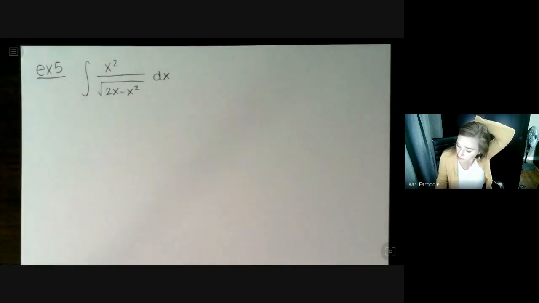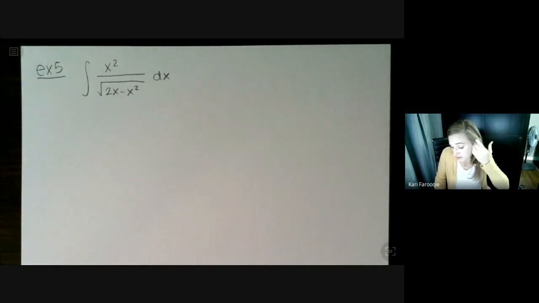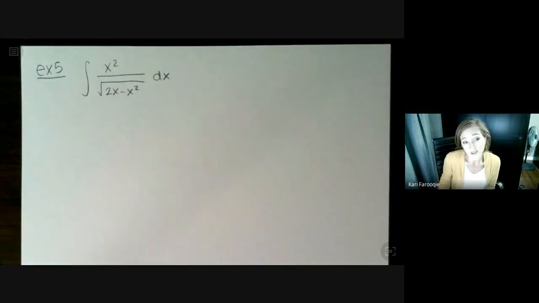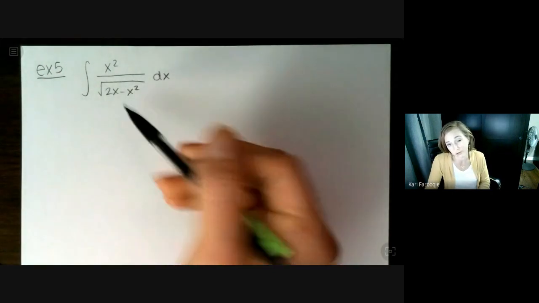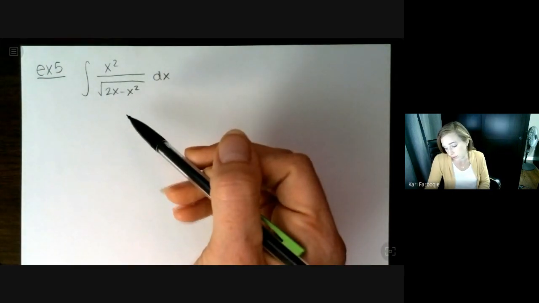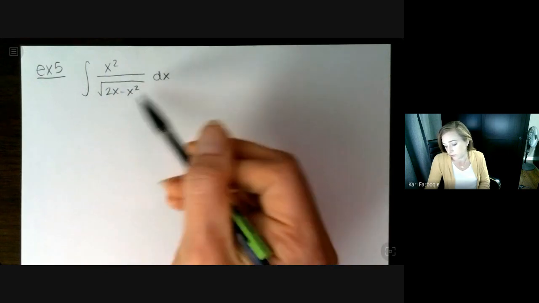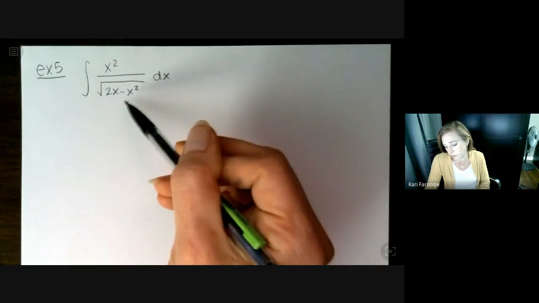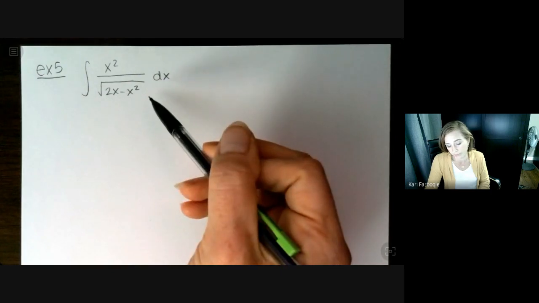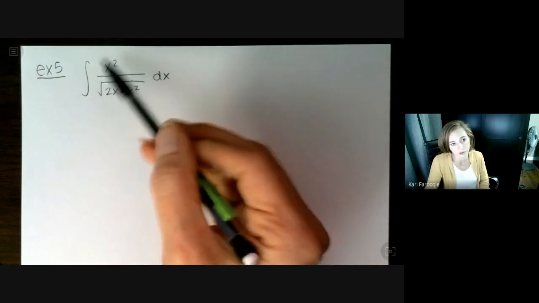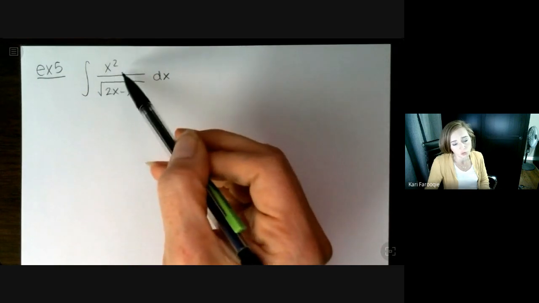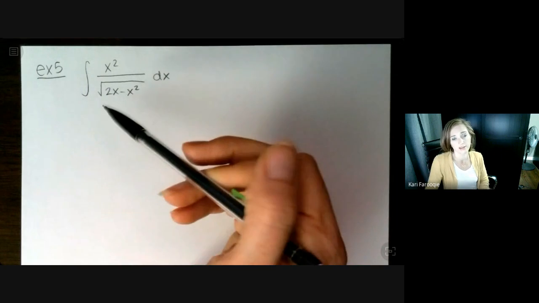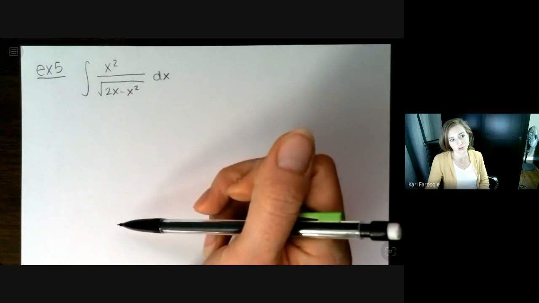So this is another one where you're originally looking at it and you're thinking, maybe let u be the denominator. But if you did that, it'd be the radicand, you would get du is -2x plus 2. And you wouldn't be able to come up with this x squared. So you'd have a lot of issues trying to do a u substitution with this, and you'd probably get stuck. Then you'd say, okay, great, what am I supposed to do to solve this integral?